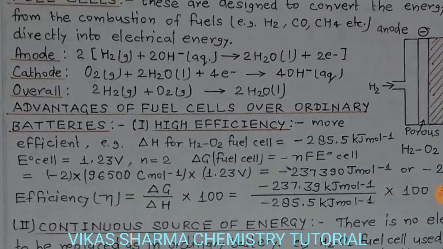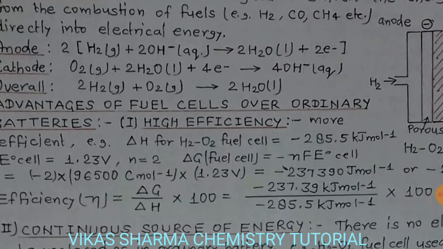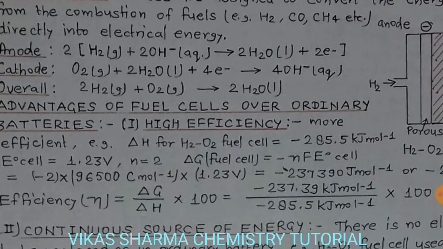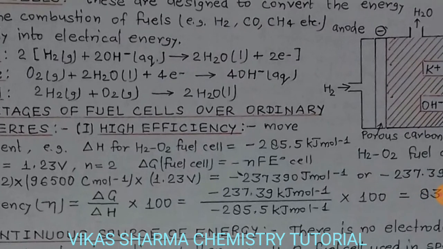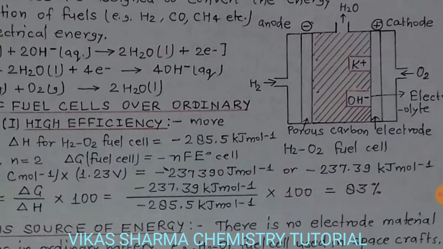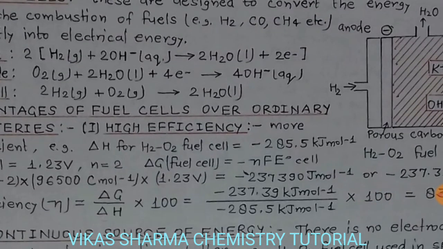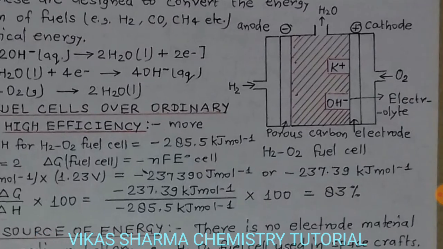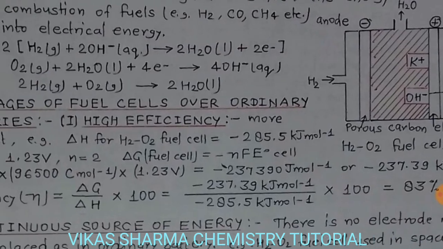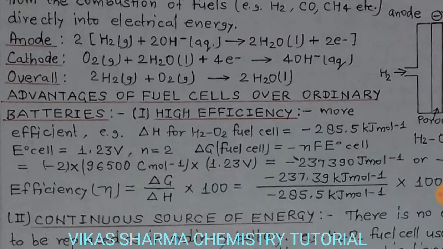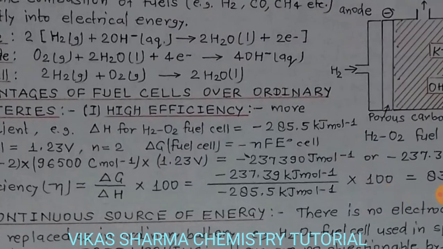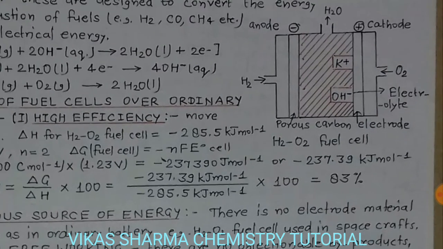For example, delta H for the H2-O2 fuel cell is minus 285.5 kilojoule per mole. E0 cell is equal to 1.23 volt and n is equal to 2. So delta G for the fuel cell is equal to minus nFE cell. If we put in all the values, minus 2 multiplied by 96,500 coulomb per mole, then 1.23 volt, the answer is minus 237,390 joule per mole, or minus 237.39 kilojoule per mole. If we take the efficiency ratio, delta G over delta H multiplied by 100, it is 83%.